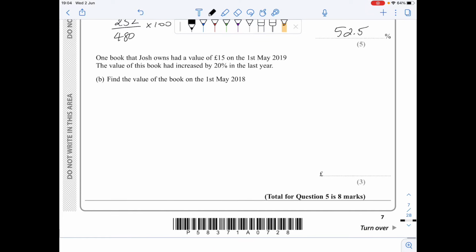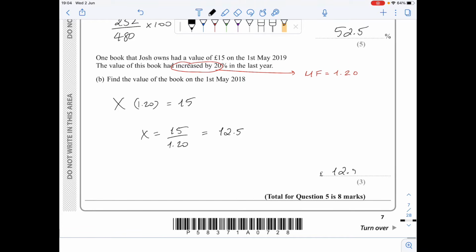Now for part B, I have an unknown value times my multiplying factor. Since I have an increase of 20%, my multiplying factor is 1.20. So x times 1.20 should be equal to my final value. So x is 15 over 1.20, which will give me 12.5. So the value of the book on 1st of May 2019 is 1250.